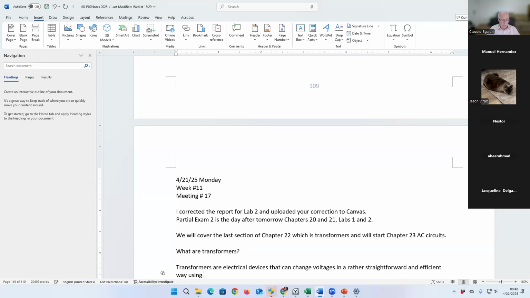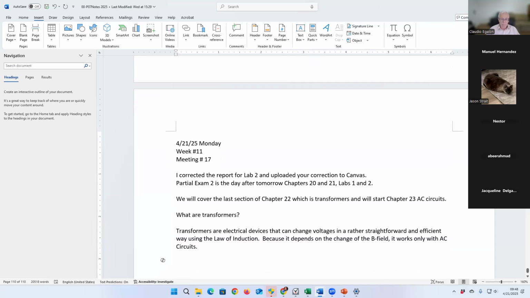using the law of induction. Okay, because it depends on the change of the magnetic field, right? It works only with AC circuits. Transformers do not work with DC circuits.